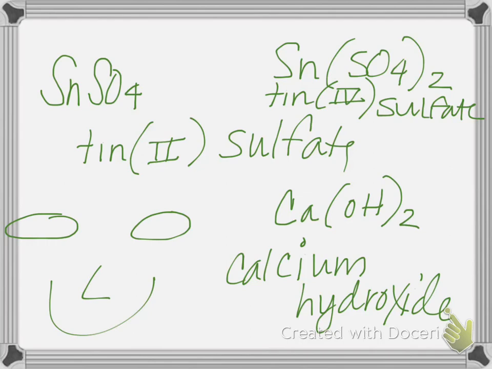If you have one where there is more than one polyatomic ion, does that mean you're dealing with a transition metal? No. Look at calcium hydroxide. Calcium has 2 hydroxides because hydroxide is a -1, but calcium is a group 2 metal, so it's always a +2. Does that change the name when you have more than one? No.